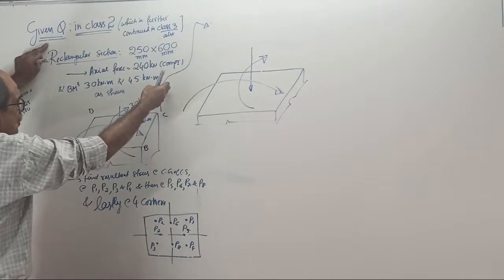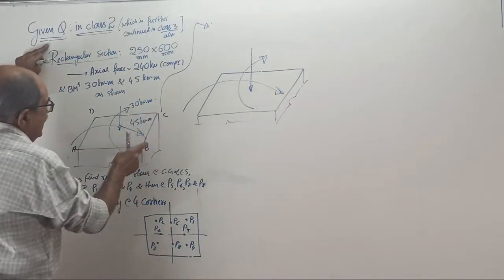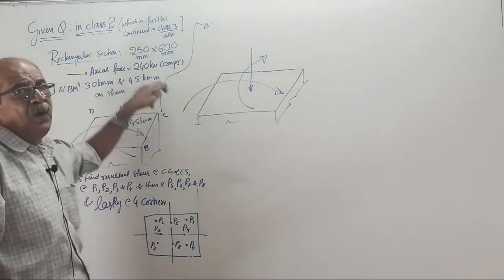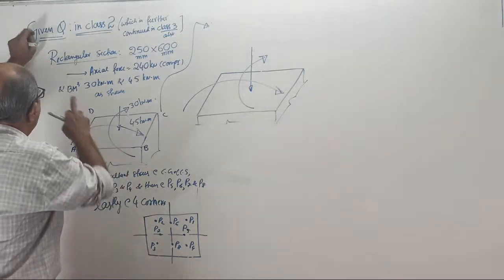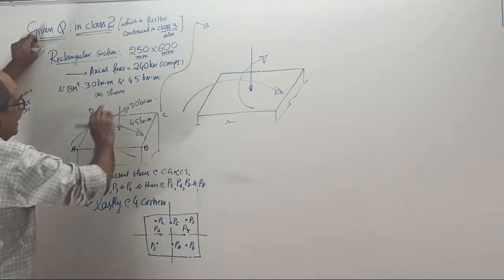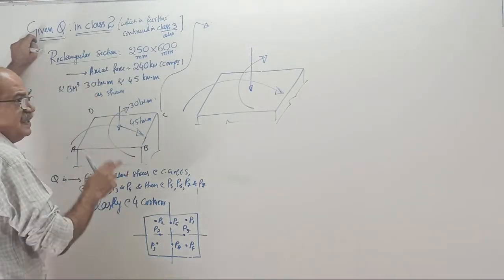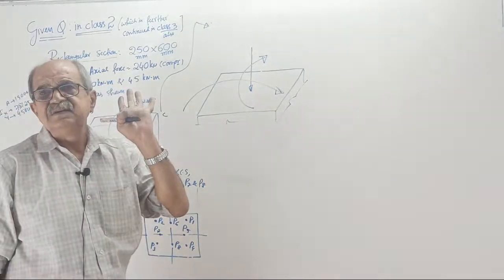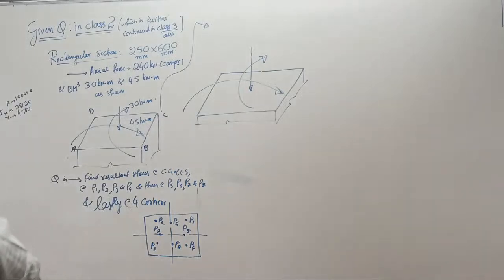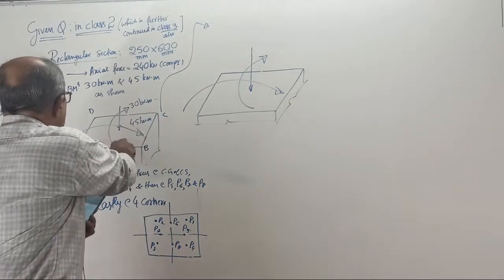Class 2 and 3, this question: rectangular section 250 by 600. Anybody can tell this is 250, this is 600. Then axial compression 240 kN. Then bending moments of 30 kN·m and 45 kN·m, 30 this way and 45 this way. This is how I gave the question in the beginning of class 2. Yes or no?